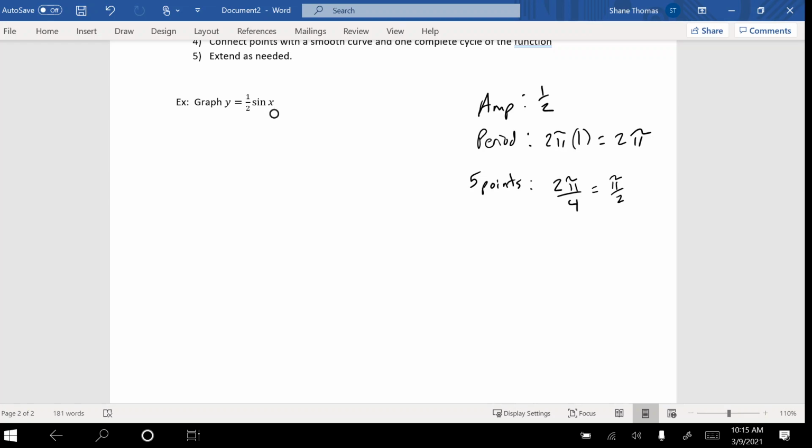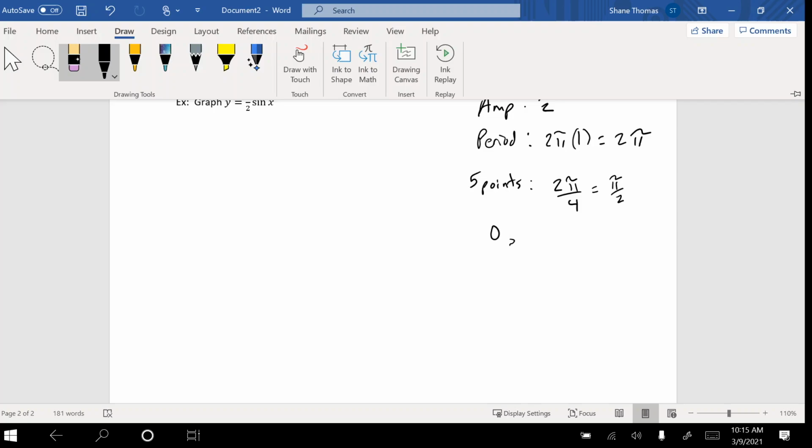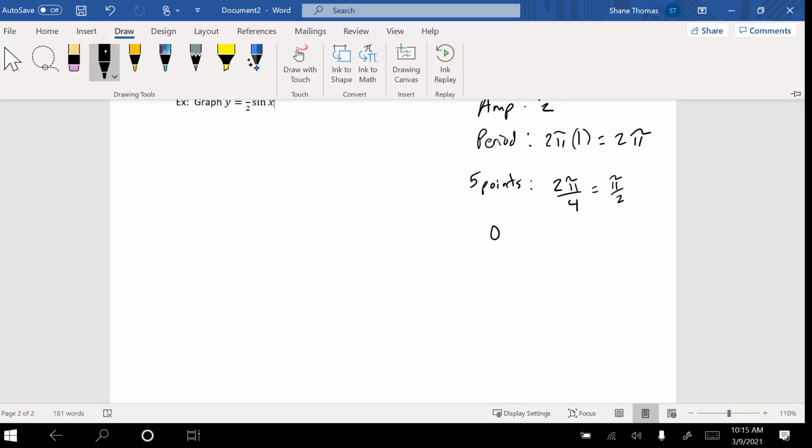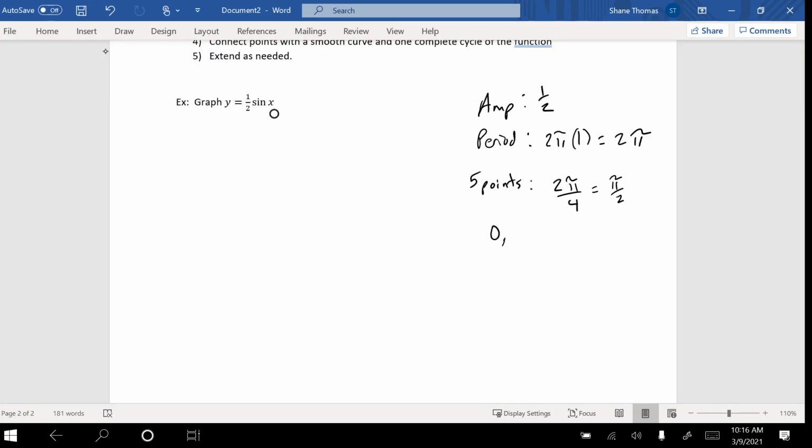So I need to start at 0. That's my first point because there's no horizontal shift. First one is 0. Now I need to add 1/4 to that. So what's 0 plus pi over 2? Pi over 2. All right.